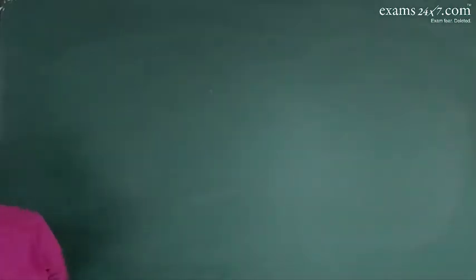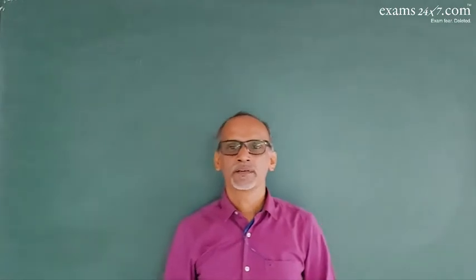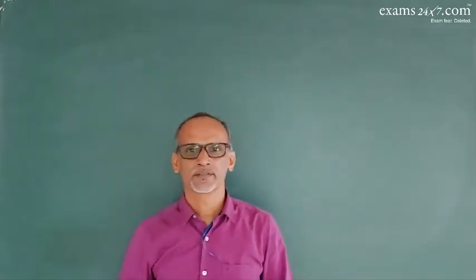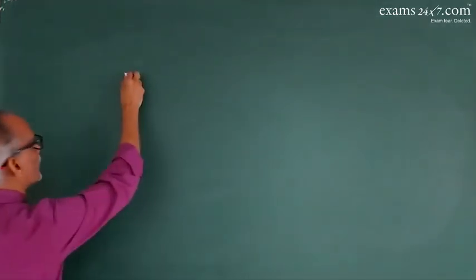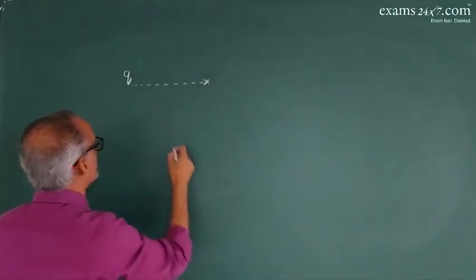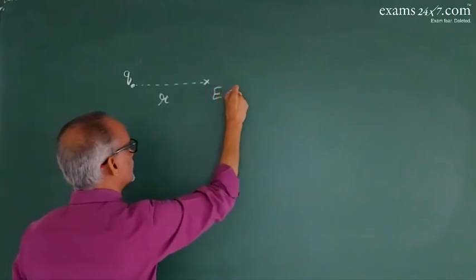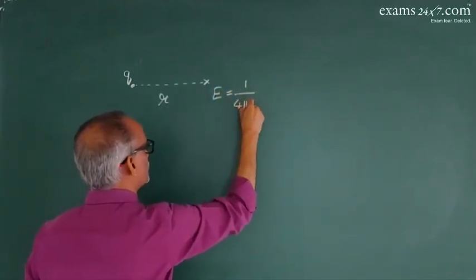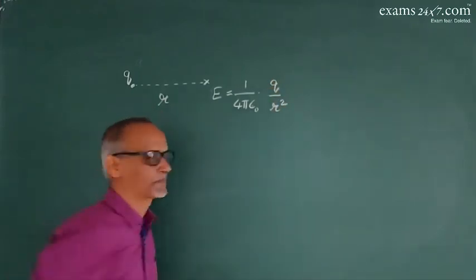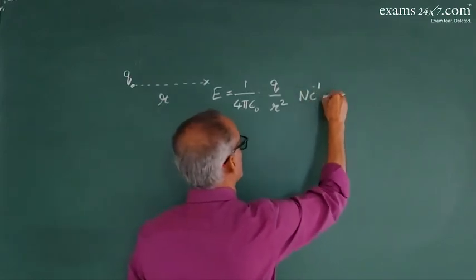The space around a mass is called the region of gravitational field. Similarly, space around a charge is called the region of electric field. And the strength of the electric field due to a charge, at distance r, can be calculated using E is equal to 1 by 4 pi epsilon naught q by r square. And this field has two units, one Newton per coulomb, the other volt per meter.